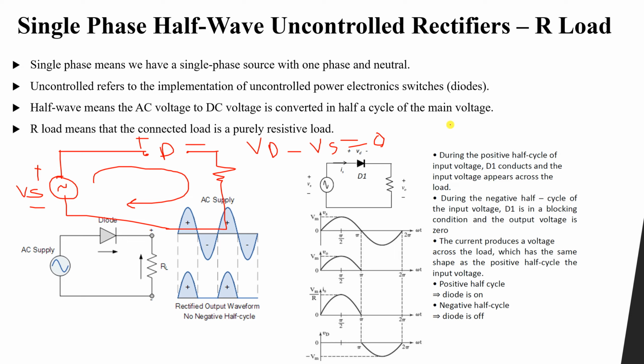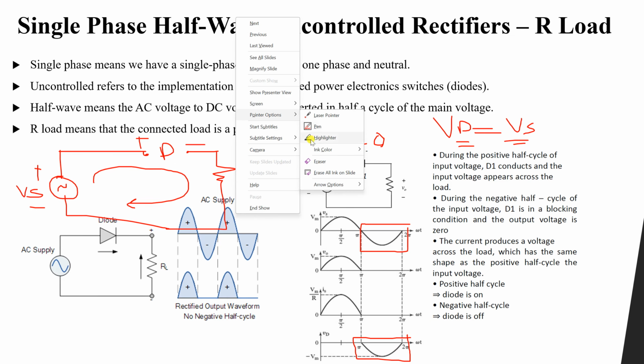So Vd will be equal to Vs. The voltage across the diode will be equal to the voltage of the supply during the blocking mode. So the voltage of the supply is this part, negative, right? Negative sign. That's why the diode has the same negative value. Okay, I think it is pretty clear right now.